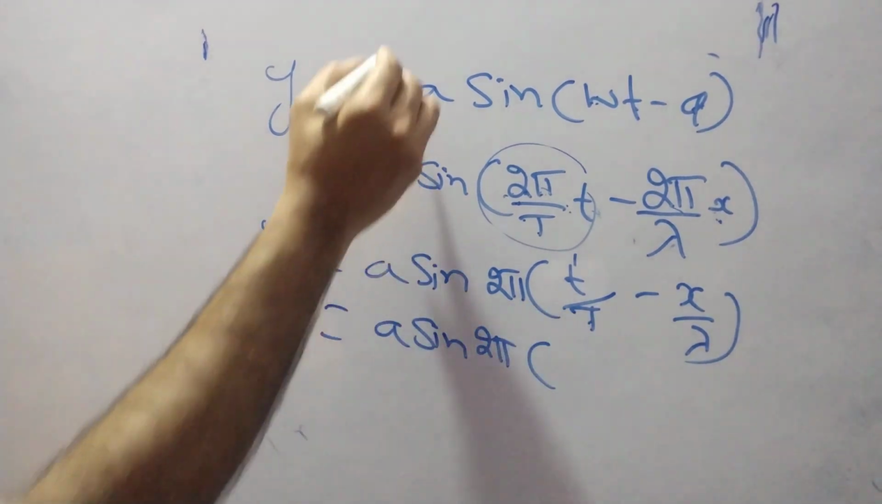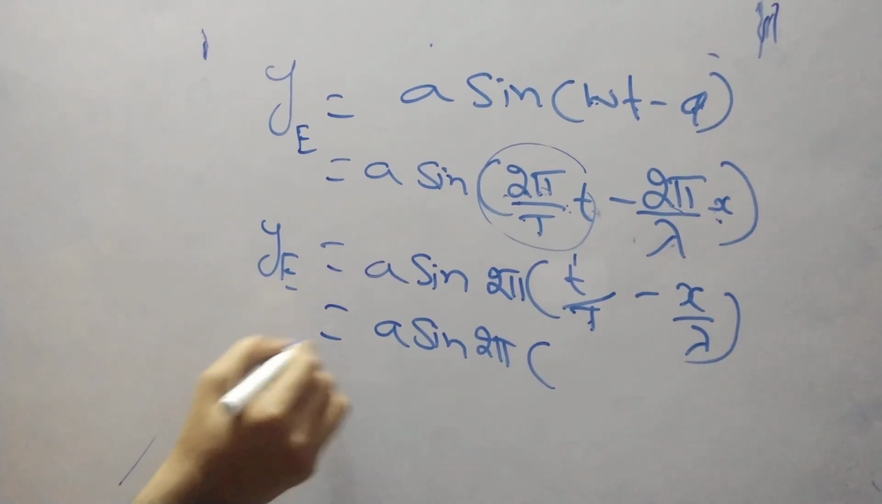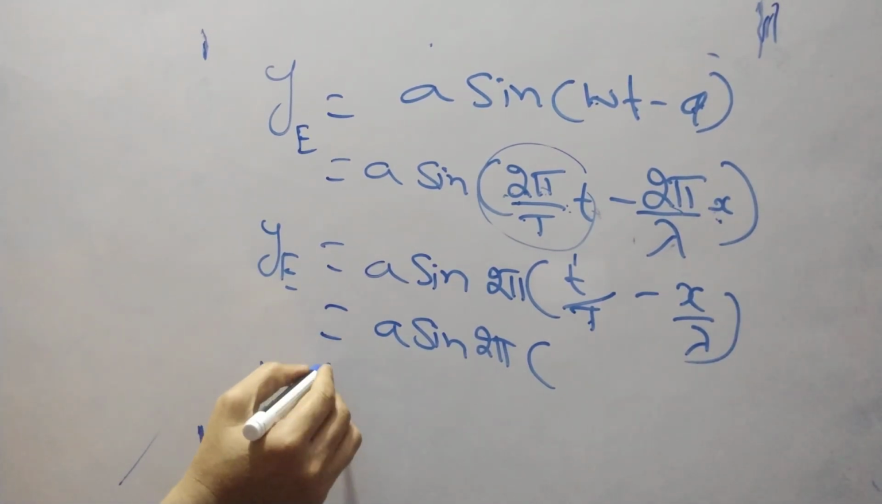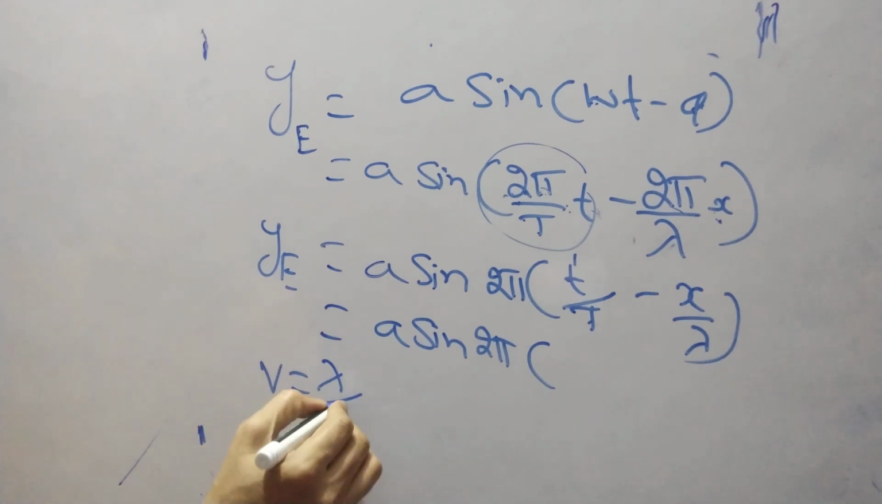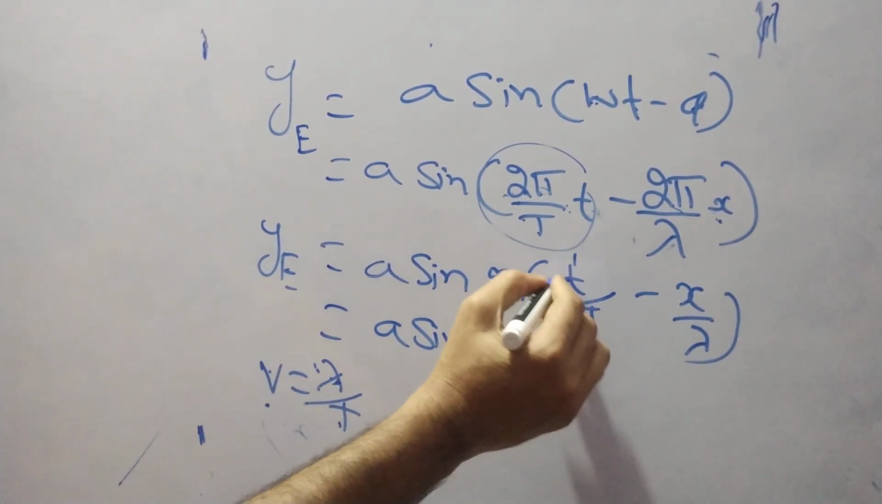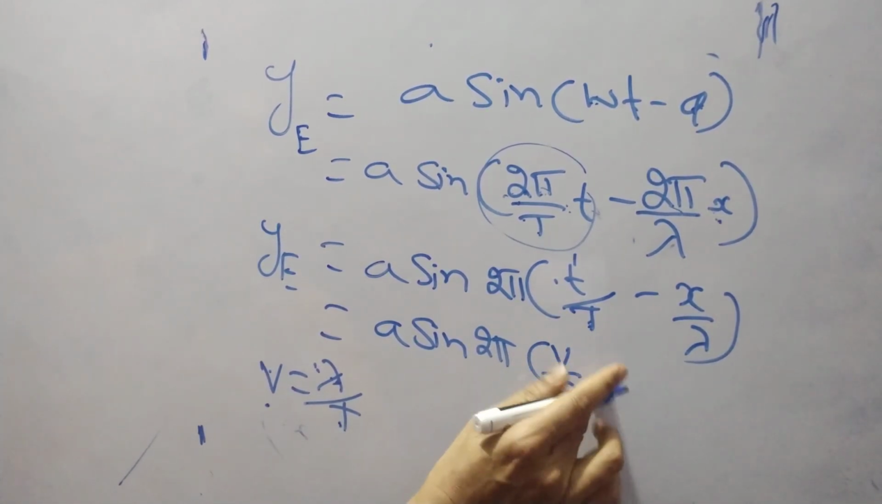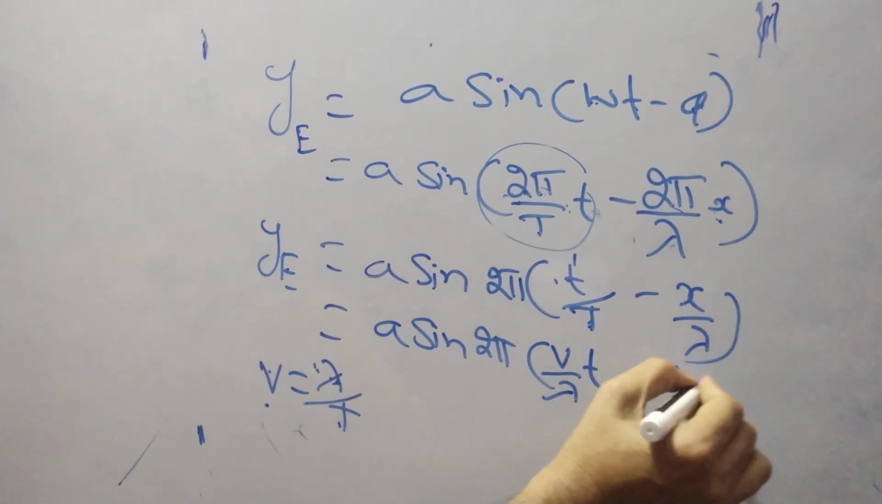So what is 1 by T? Already we know that the velocity of the wave is distance by time. What is distance? Wavelength here. What is time? Time period. So what is the 1 by T value? v by lambda. So this 1 by T you can write down as v by lambda here. This is another form, right?